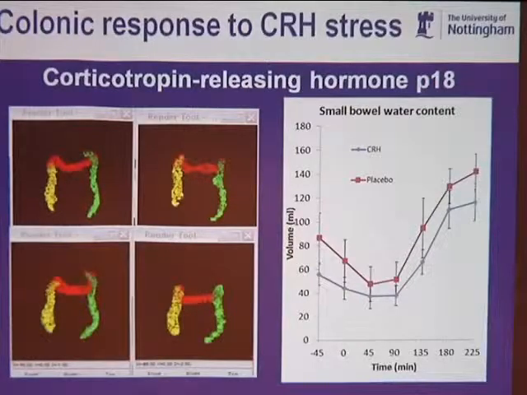We wanted to examine this in more detail. I should really say Robin Spiller, the gastroenterologist, did. So in normal volunteers, he gave corticotrophin-releasing hormone to model stress, and we managed to show that the small bowel water content in the CRH group of normal volunteers, or this is a crossover study, so when you gave CRH, their small bowel water was reduced, very much again like the IBS patients.